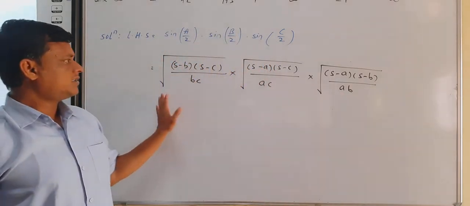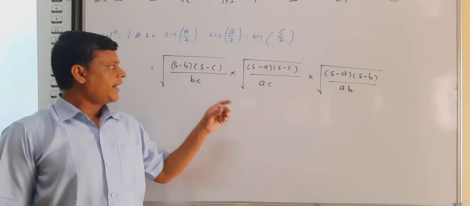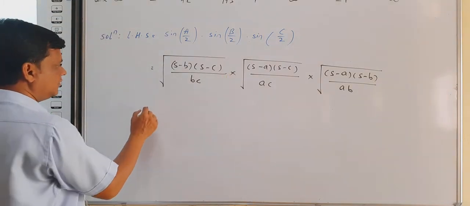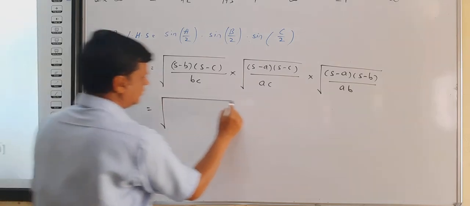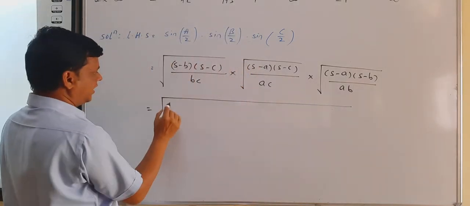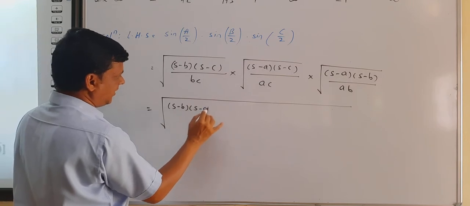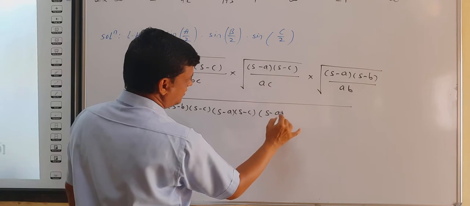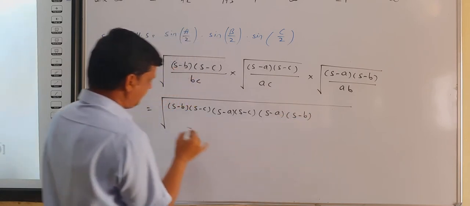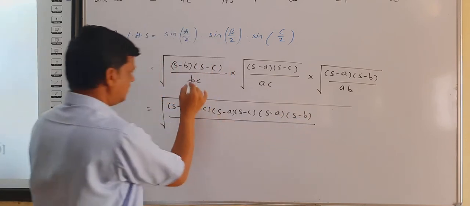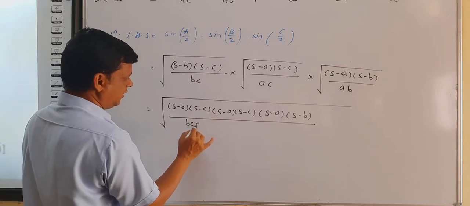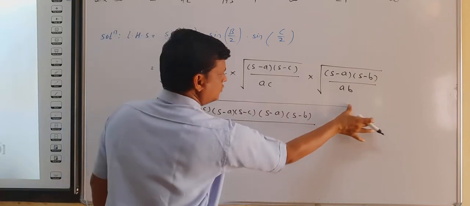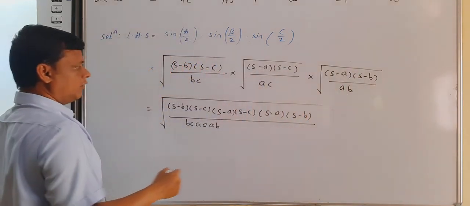Now all these terms are in root and the roots are in product form, so we have to write all the terms in one root. So we get (s minus b)(s minus c)(s minus a)(s minus c)(s minus a)(s minus b) upon b into c into a into c into a into b. So we write all these terms in one root.